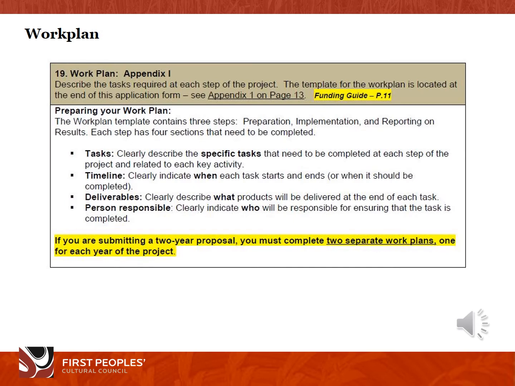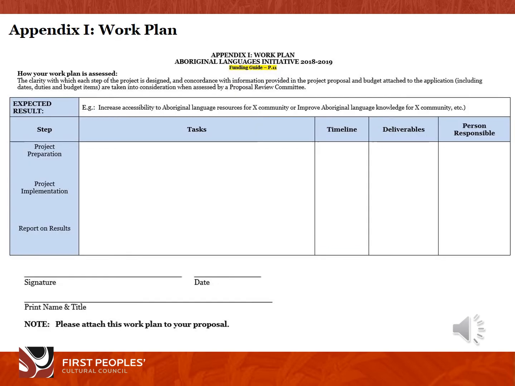Appendix 1, the project work plan, describes tasks required at each step of the project. If you are submitting a 2-year proposal, you must complete 2 separate work plans, one for each year of the project. The work plan template contains 3 steps: project preparation, project implementation, and reporting on results.